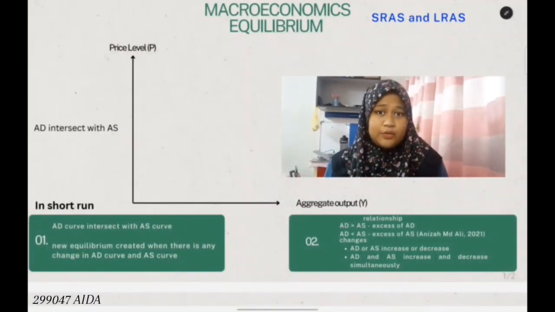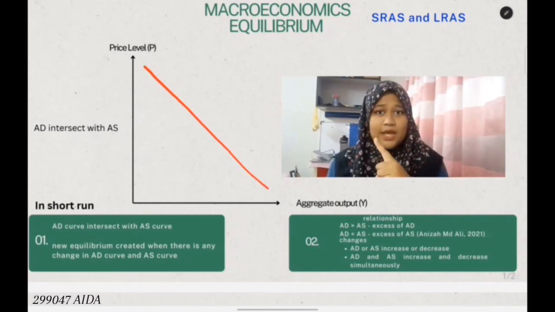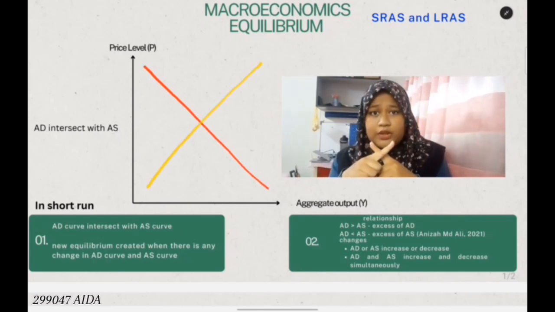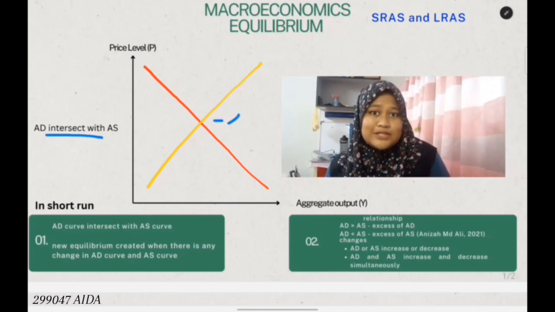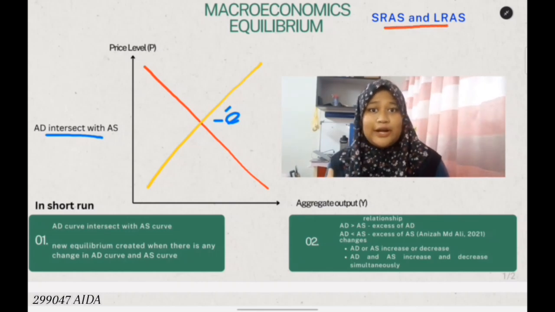Let us move on to the next part, which is macroeconomic equilibrium. Macroeconomic equilibrium happens when AD, which always slopes downward, intersects with AS, which always slopes upward due to wage and price stickiness. When there is an intersection between them, the equilibrium is created. Equilibrium can happen in the short run and long run.